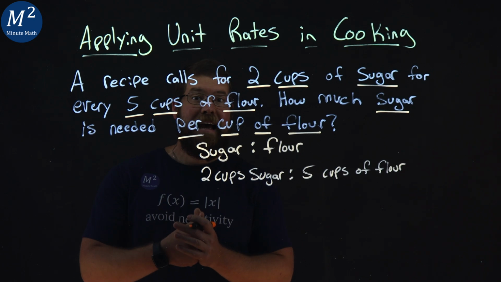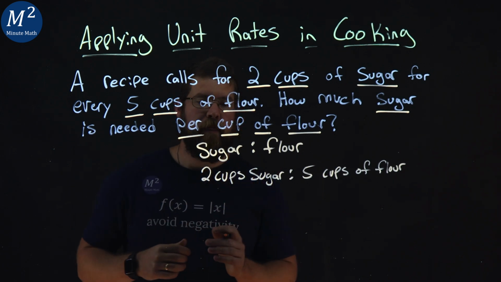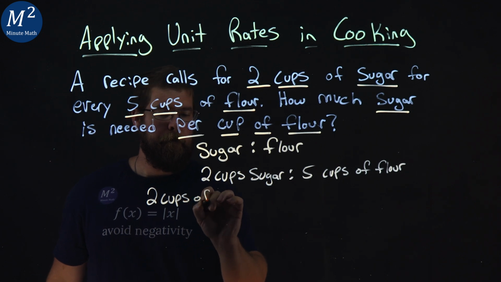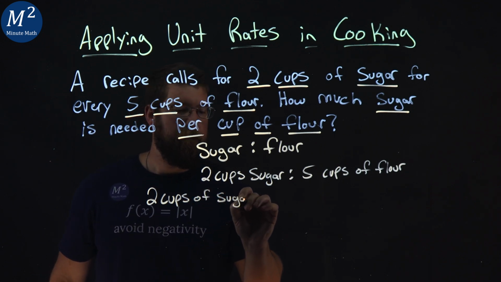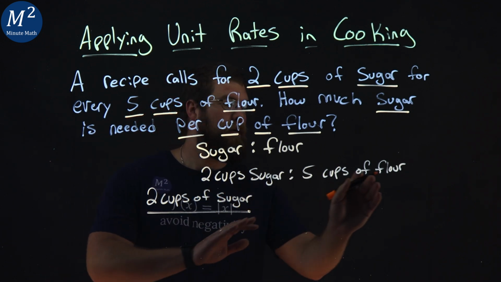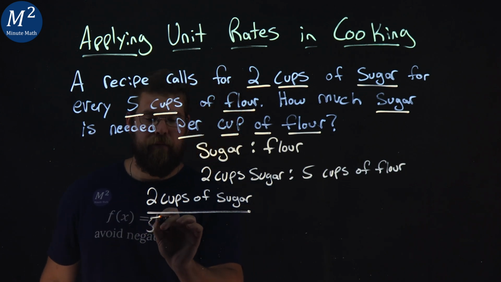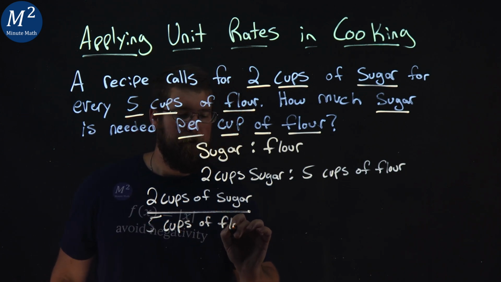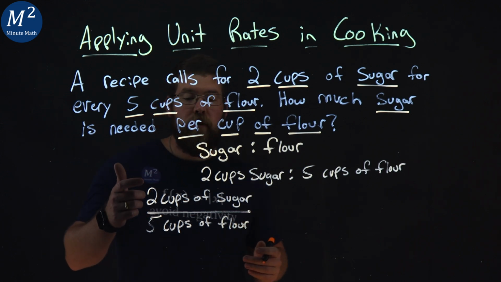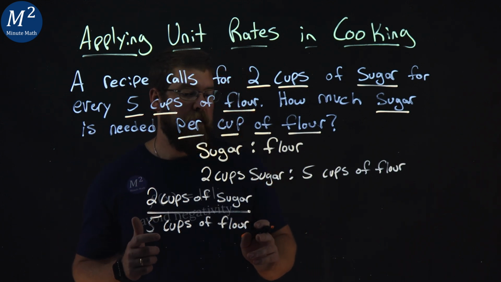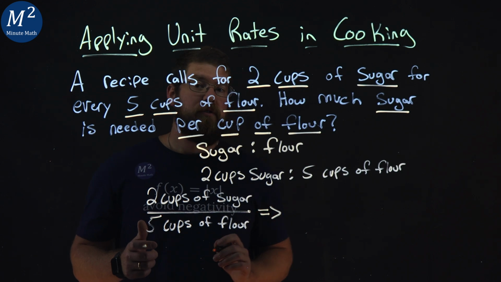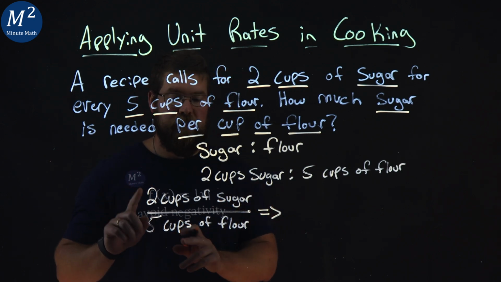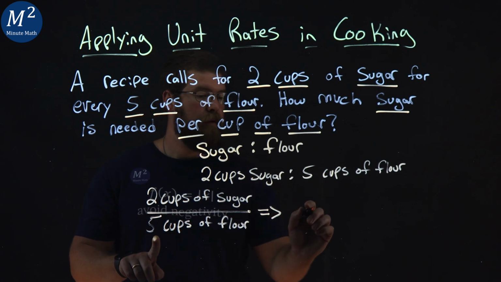So we can write this as a fraction. Right? 2 cups of sugar over our 5 cups of flour. So we have 2 cups of sugar for every 5 cups of flour. So what we want to do now is divide 5 into 2 to get a 1 in the denominator here.